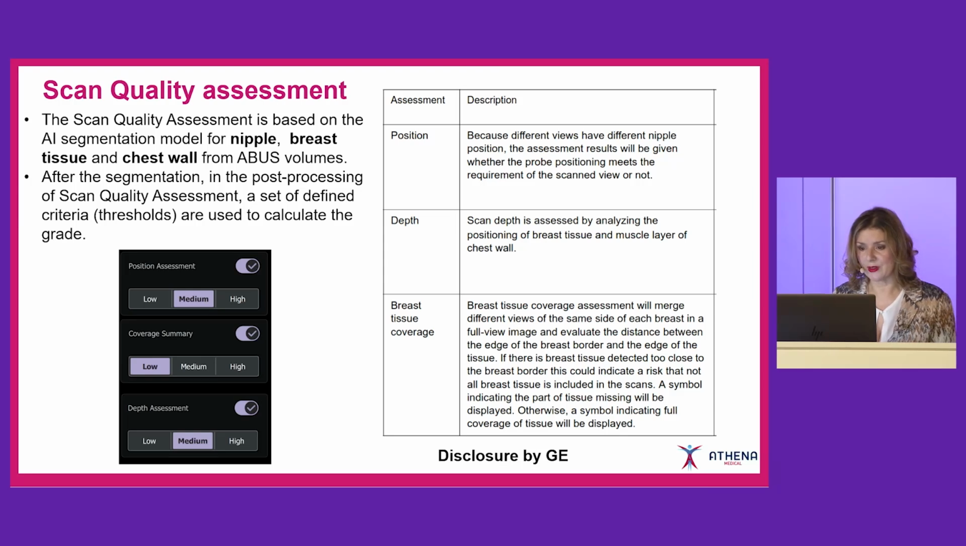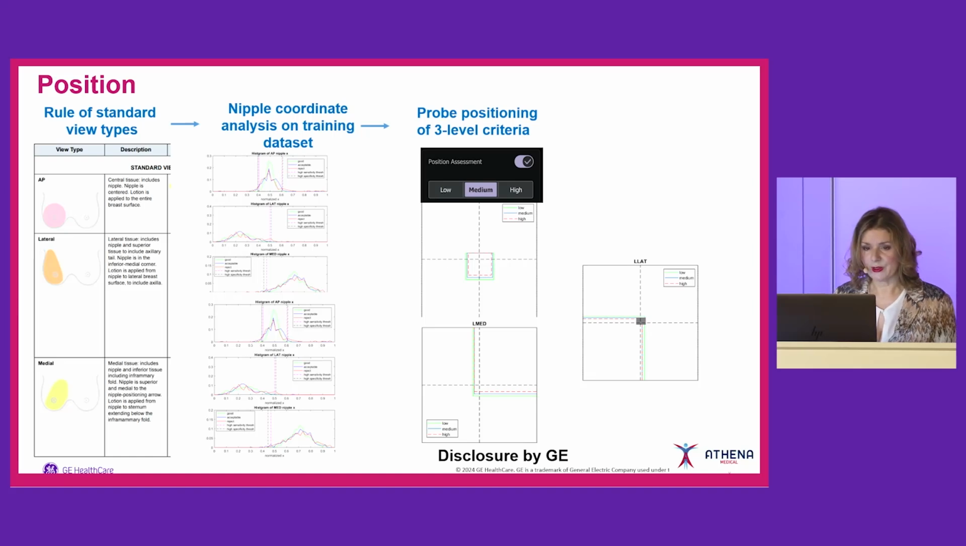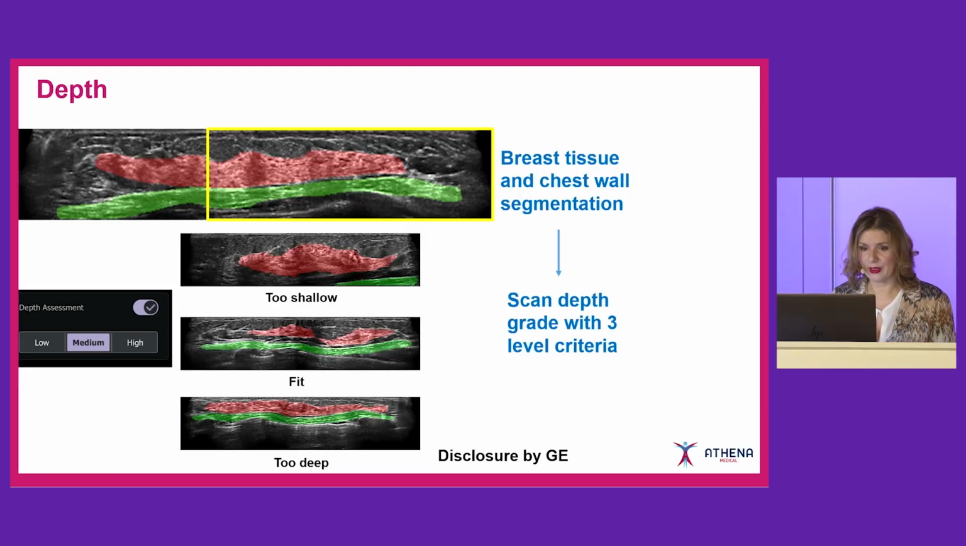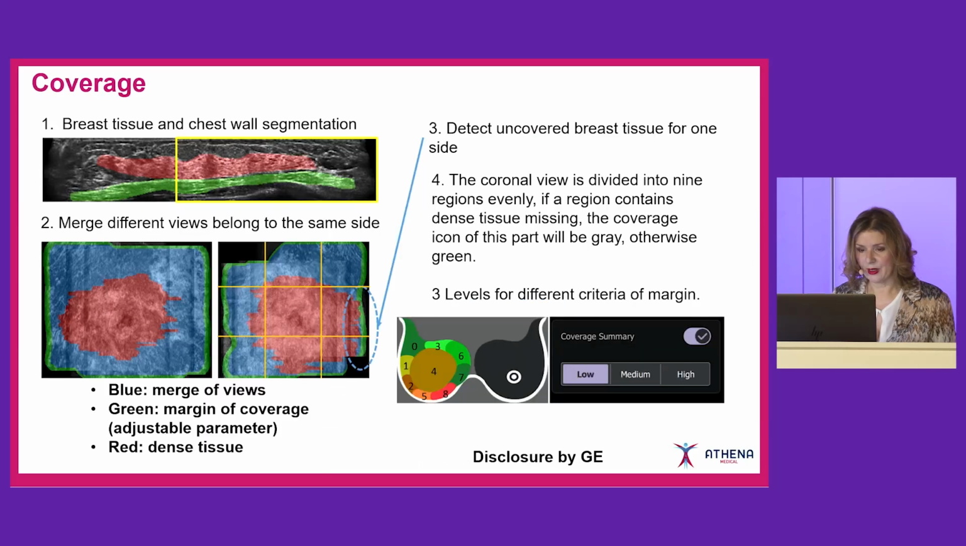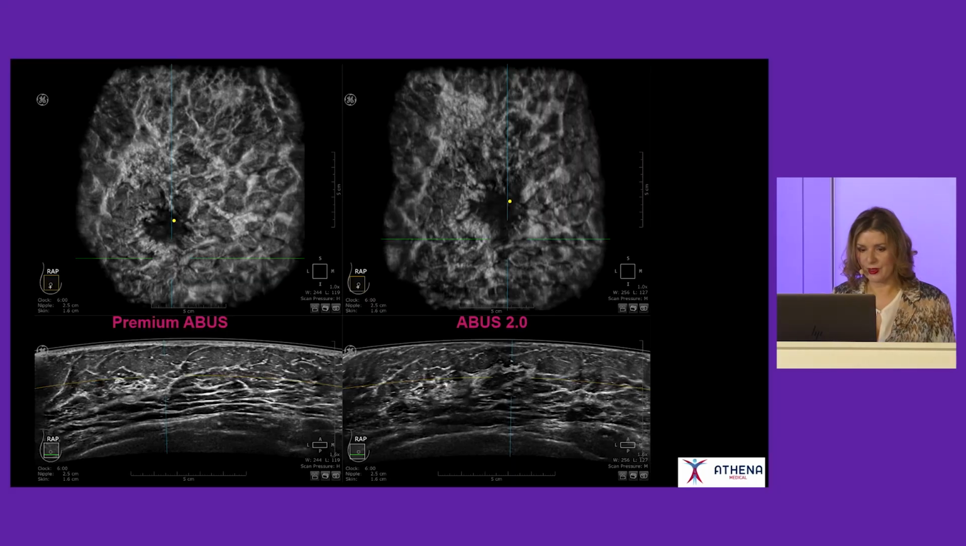So we have a scan quality assessment where it gives all the information. It takes information about the area of the nipple, the breast tissue, and the chest wall, and it coordinates all this information to make sure that positioning is correct and also that the entire breast has been covered. It also annotates by itself the area of the nipple in order to make it easier for our technologists. Also, you can see here that it is able to evaluate if the depth is correct, if it is too shallow or too deep. So we also have the coverage, which is extremely important.